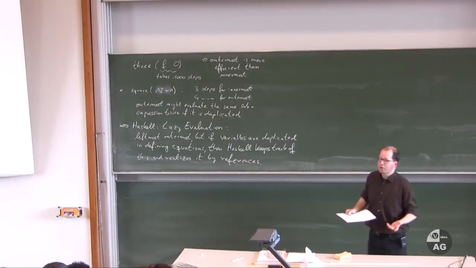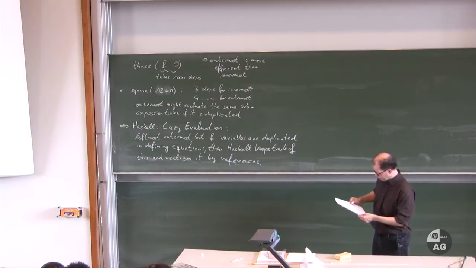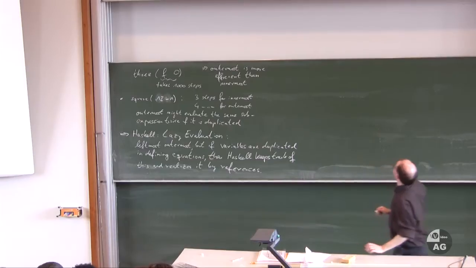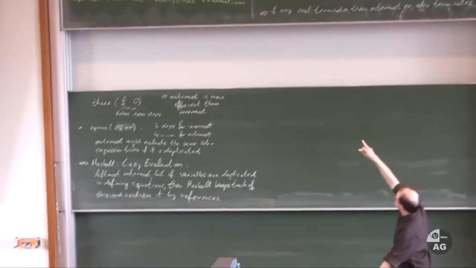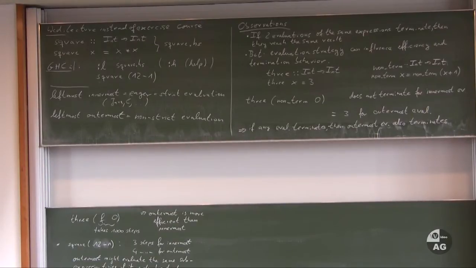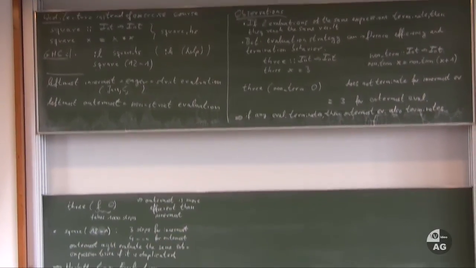Most likely, you want to write programs that are as efficient as possible. In particular, this means if you have this program 3 and this program non-term, then the expression 3 of non-term 0 terminates in Haskell. So the result of this is 3, and you get the result immediately.